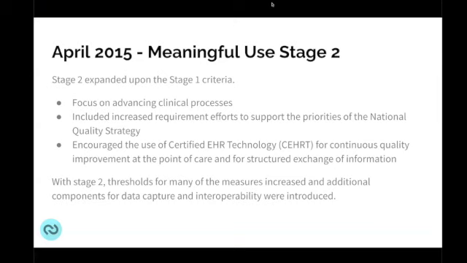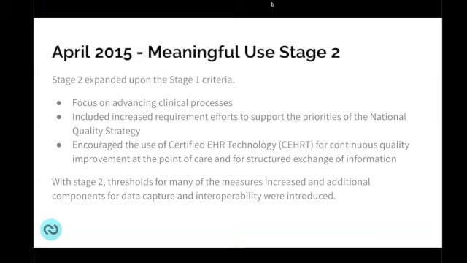So it also encouraged the use of certified EHR technology or CERT technology. So meaningful use stage 2 was looking to leverage CERT 2014 edition. And that was so we could have structured exchange of information and increase quality improvement at the point of care.